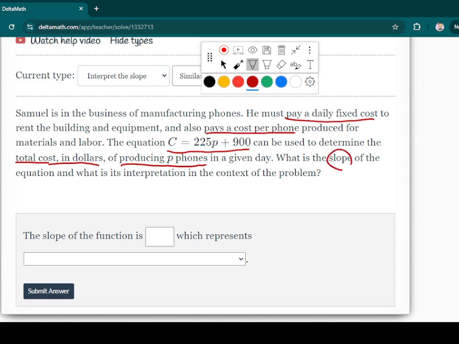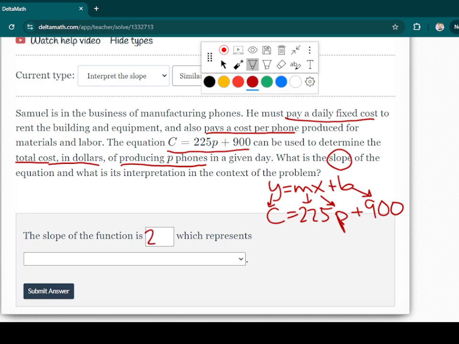And now we're asked to find the slope. So again, let's see. Our slope-intercept form equation is y equals mx plus b. Let's write the equation that we're given below in case we don't see already what our slope is. And now we can see that, okay, x lines up with p, y lines up with c, so m must be 225 and b must be 900. So the slope of our function is 225, but what does that mean?